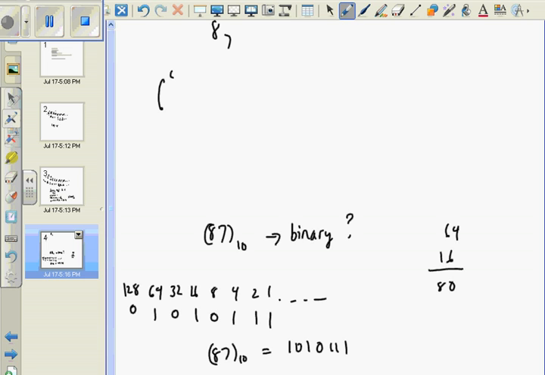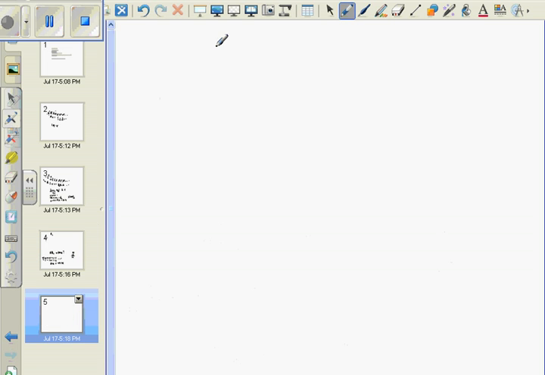Now there are other ways of doing these conversions, but this is what I find to be the easiest. Now, as an electrical and computer engineer, or computer engineer, you want to memorize powers of 2. So I'm going to write those down on the next page. We have 2 to the 0, 2 to the 1, 2 to the 2, 2 to the 3, 2 to the 4, 2 to the 5, 2 to the 6. This is 1, 2, 4, 8, 16, 32, 64.